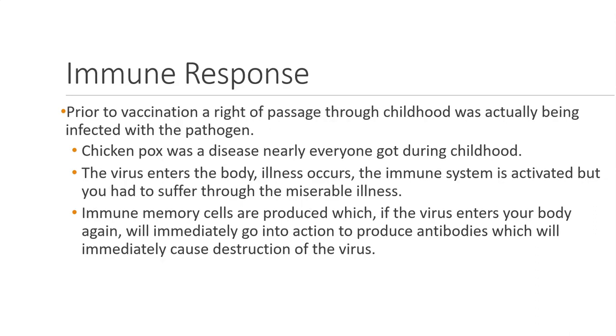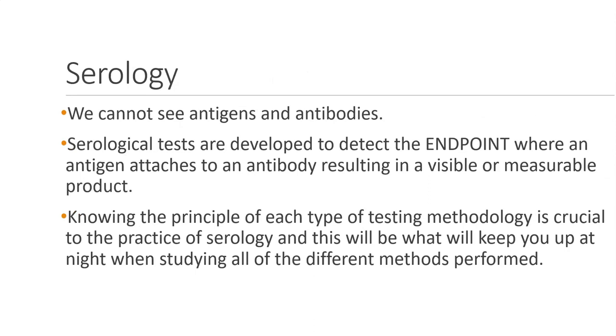Children who are sick with these childhood diseases have their immune system put down to where they're prone to get other infections which may kill them. So vaccination has really decreased the mortality rate in children due to these infectious agents. We cannot see antigens and we cannot see antibodies.